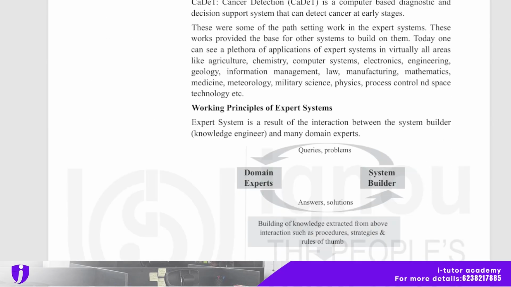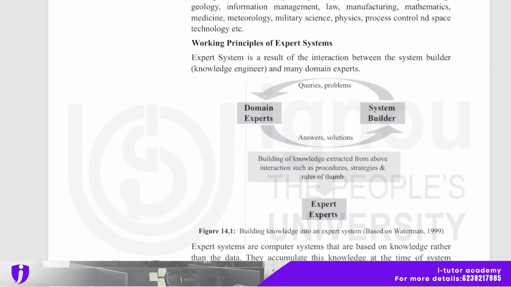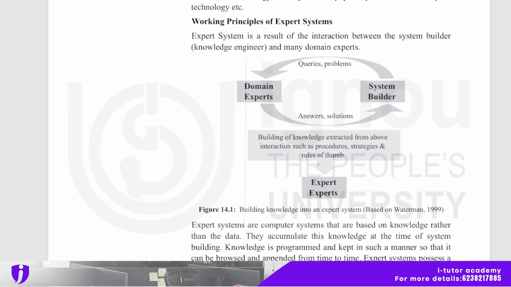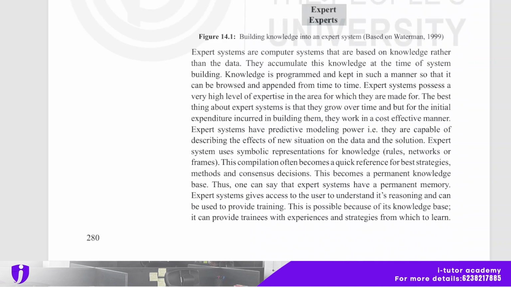The working principle of expert system is here. So please refer to this figure, building knowledge into an expert system. There is a domain expert and a system builder on two sides. So answers and solutions go from the domain expert to the system builder, and the system builder sends queries and problems to the domain expert. So the knowledge extracted from the above interactions, such as procedures, strategies, and rules of thumb, is built in. So expert systems are computer systems that are based on knowledge rather than data. Okay, so that is expert system.